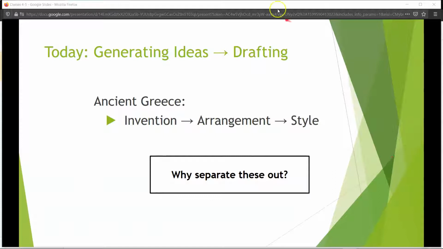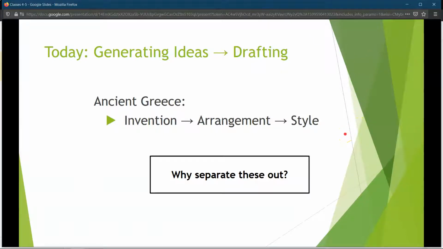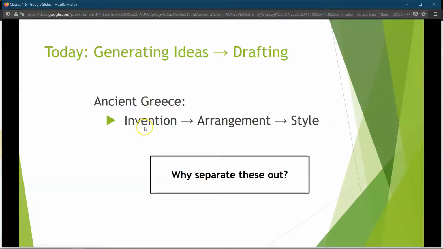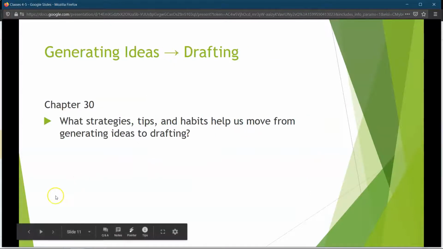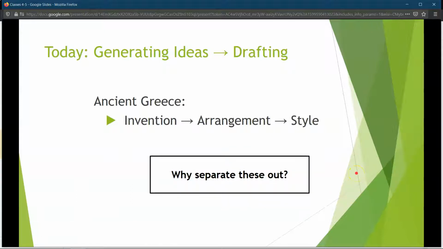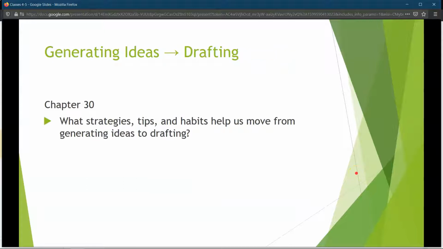So back in ancient Greece, they talked a whole lot about the writing process, and that is basically where the writing process emerged from, and also from the same people that, back to Aristotle, created Logos, Ethos, Pathos. And then going from there, they talked about invention, arrangement, and style. So why the separation of these particular things? In chapter 30, they also talk about what strategies, tips, and habits help us move from generating ideas to drafting.